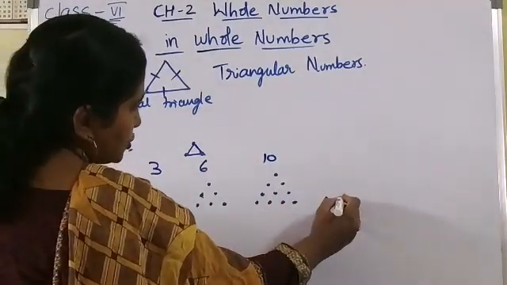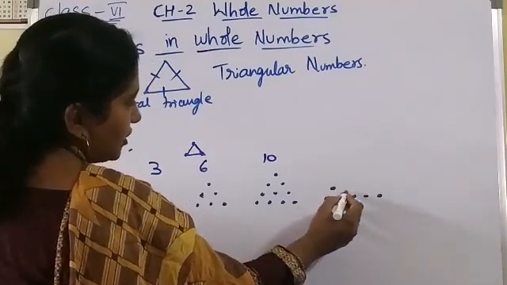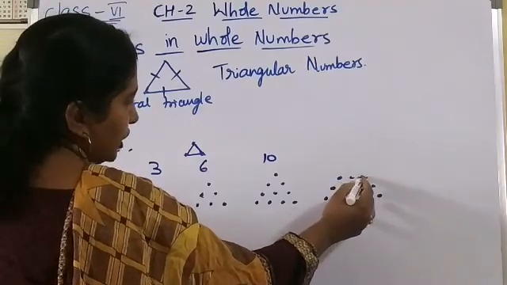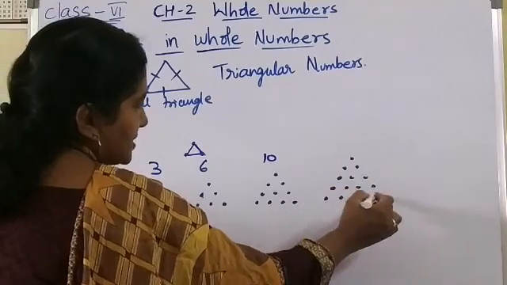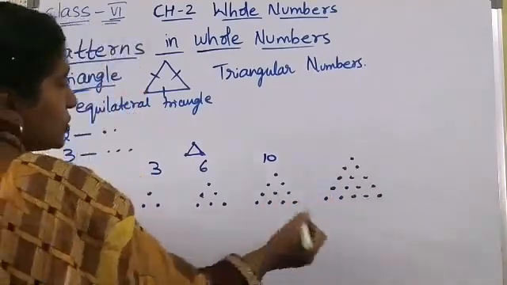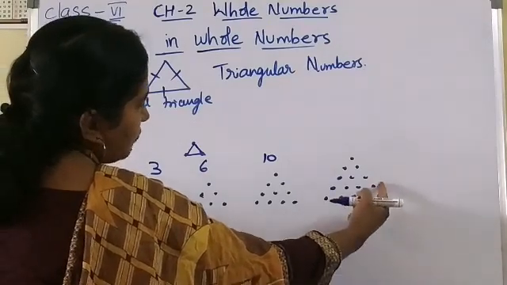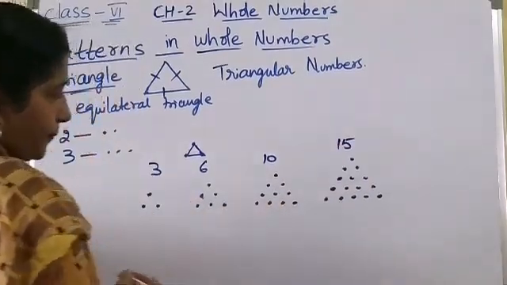Now I will take 1, 2, 3, 4, 5 along the diagonals. After that, in the middle you will get 1, 2, 3, 4. Next 1, 2, 3. Next 1, 2. Next 1. So when I join these, I will get an equilateral triangle. How many dots did you get here? 5 plus 4 plus 3 plus 2 plus 1. So you will get 15.